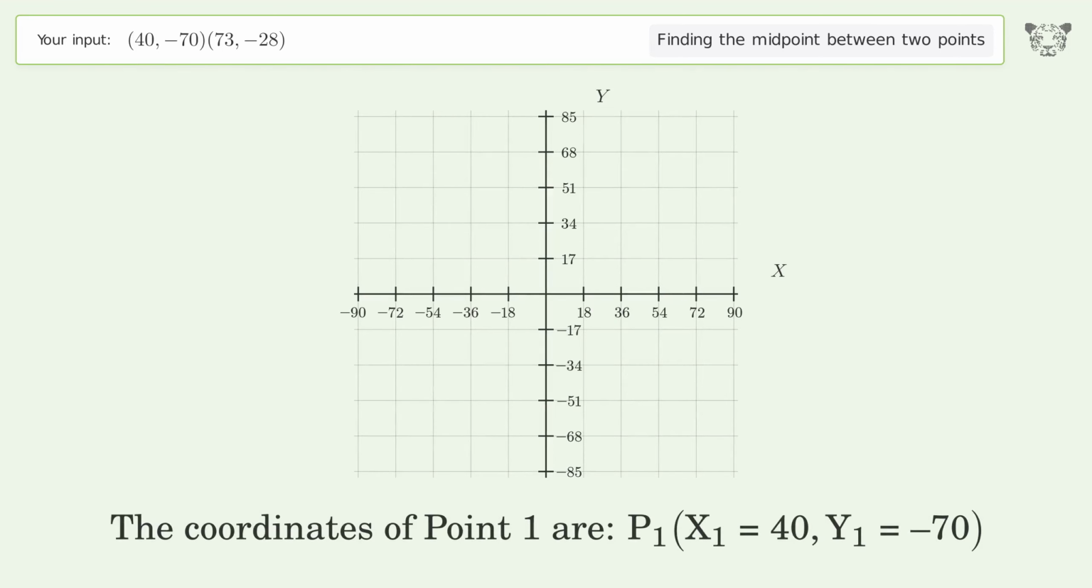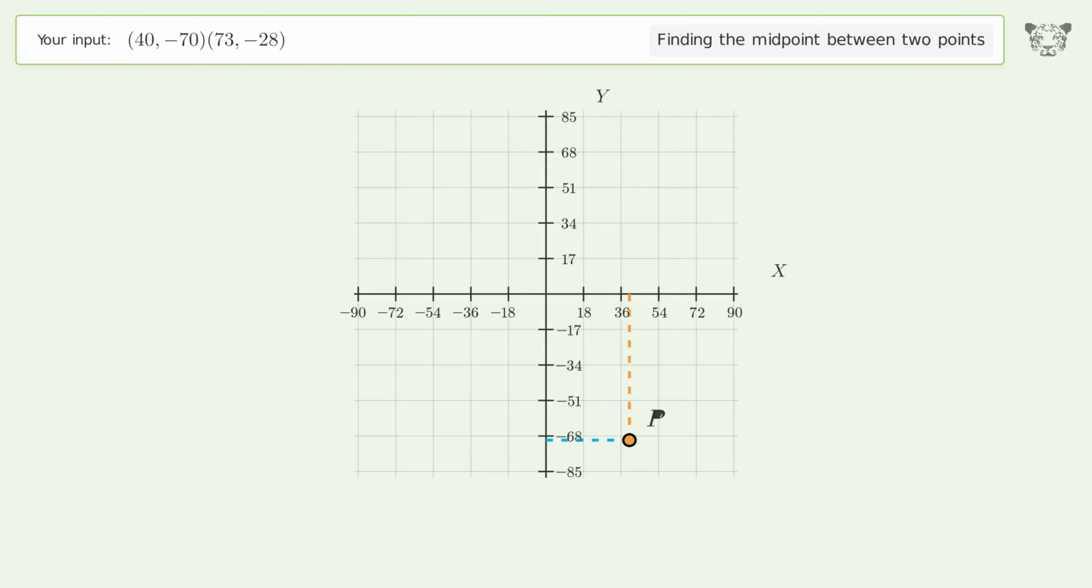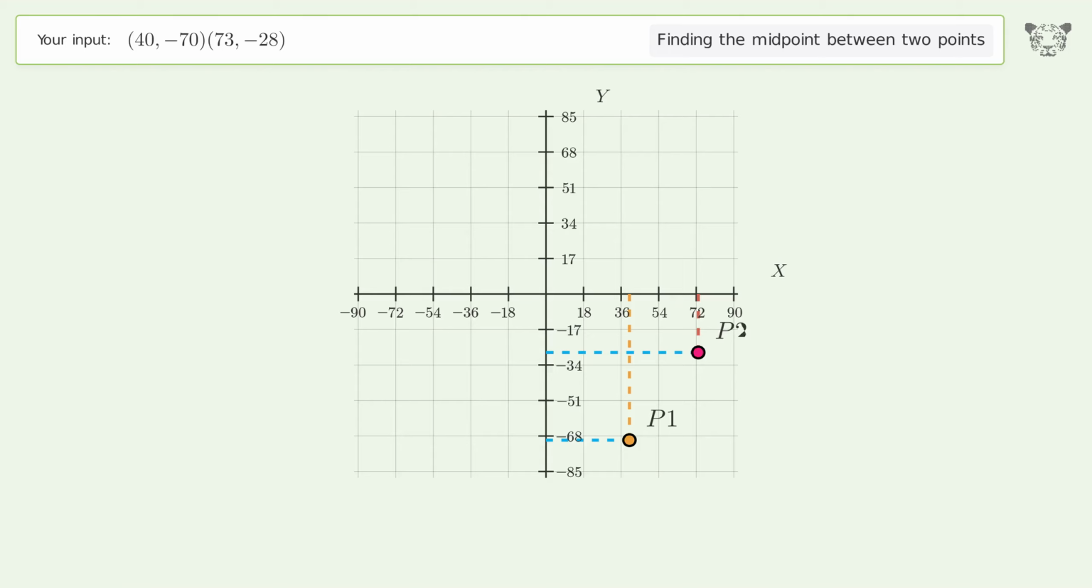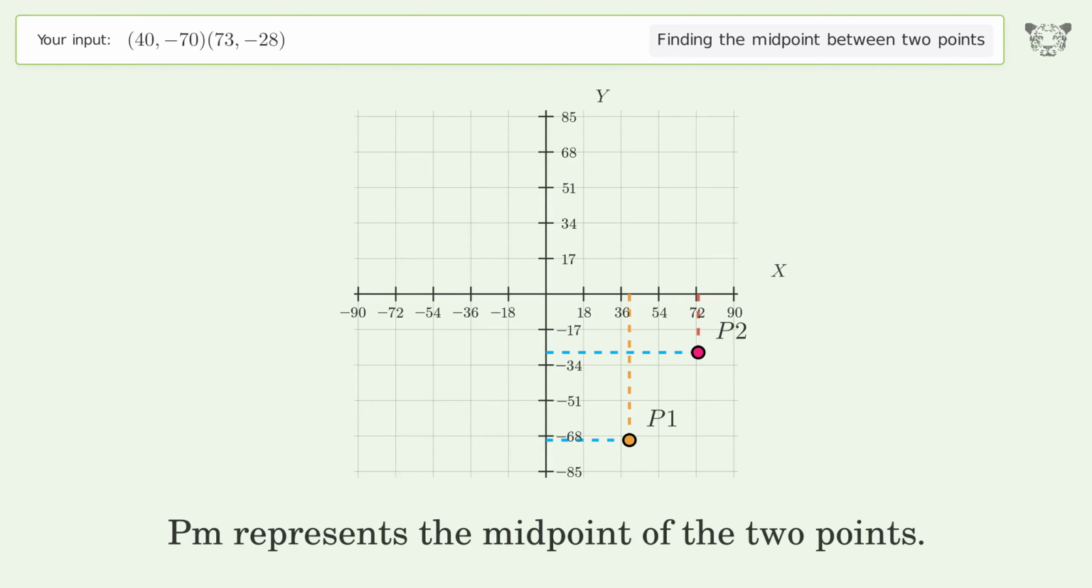The coordinates of point 1 are, x1 equals 40, y1 equals negative 70. The coordinates of point 2 are, x2 equals 73, y2 equals negative 28. PM represents the midpoint of the 2 points.